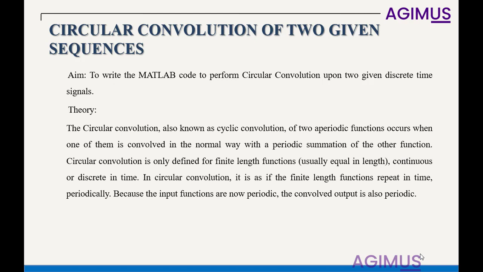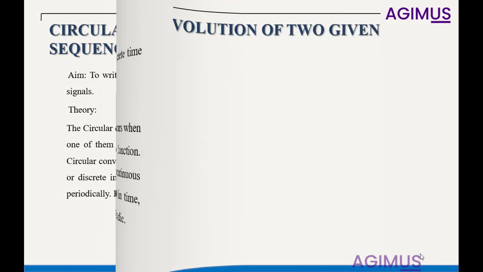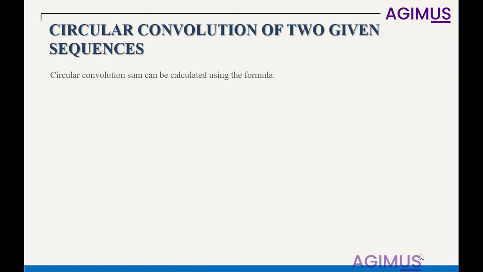Circular convolution, as I was mentioning, is also known as cyclic convolution of two periodic signals, and occurs when one of them is convoluted in the normal way with a periodic summation of the other function. Circular convolution is only defined for finite length functions, usually equal in length, continuous or discrete in time. Because the finite length functions repeat periodically in time, the input functions are now periodic and the convoluted output is also periodic. How does this look? We'll check when we go into the programming aspect of it.